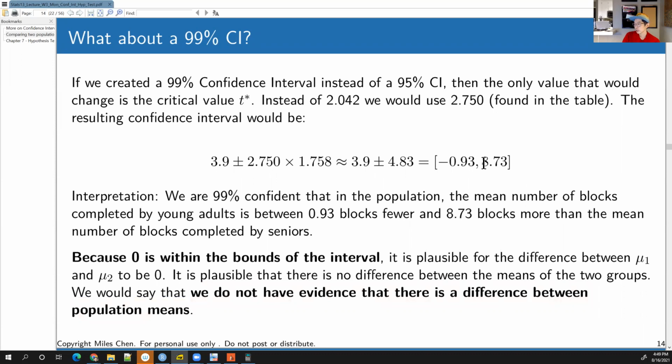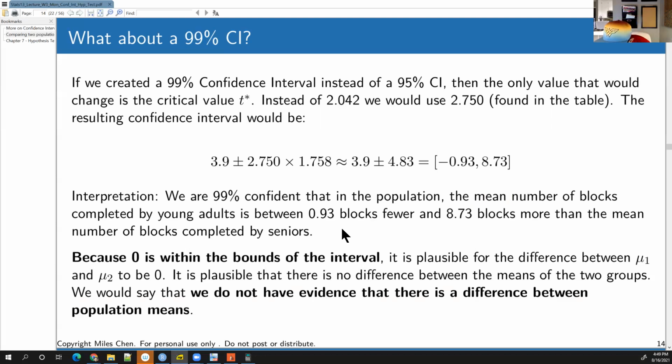Is that okay? So over here, we do have 0 in the interval. So we have to say we don't have evidence of a difference between the groups, right? Question: do we need to add "on average" in the interpretation? Well, here, because I'm using the words "the mean number of blocks," that kind of substitutes for "on average," okay?